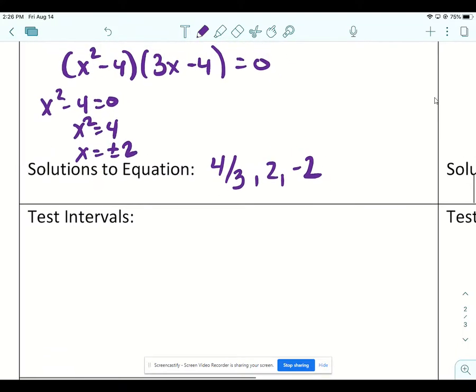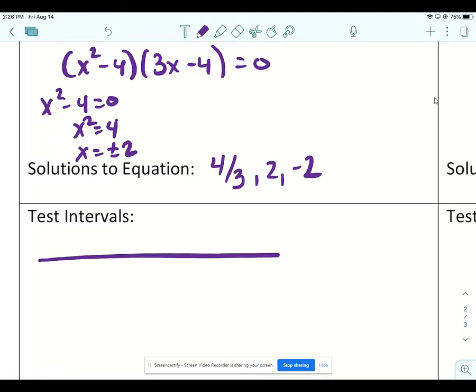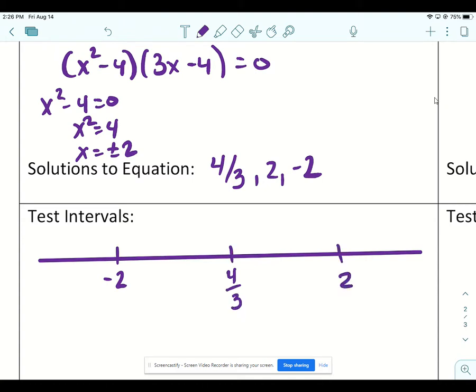Okay, so now we're ready for our number line. I'm making this one a little longer since we have 3 solutions. We're going to have 4 regions we have to test. So our smallest number is -2. And then 4/3 is 1 1/3, so that's smaller than 2. That's our next one. And our largest is +2.